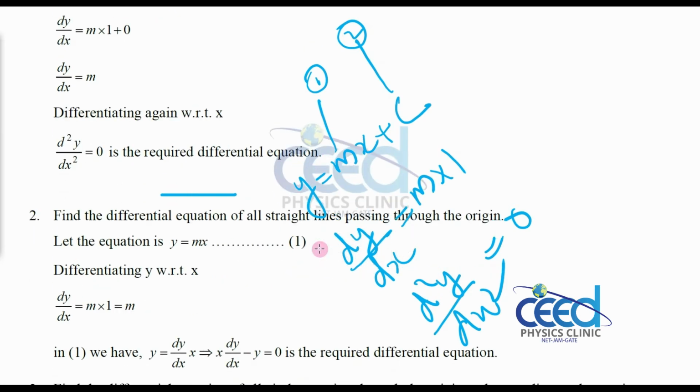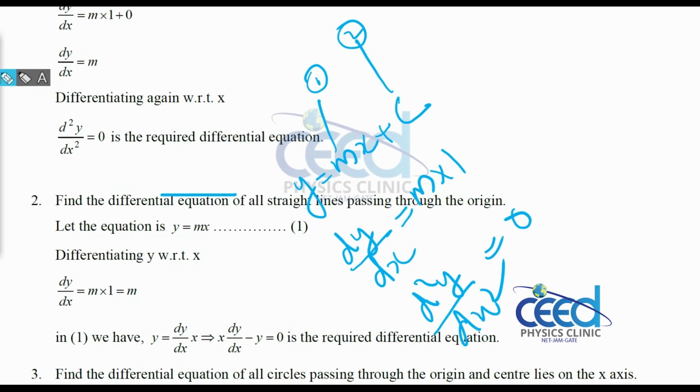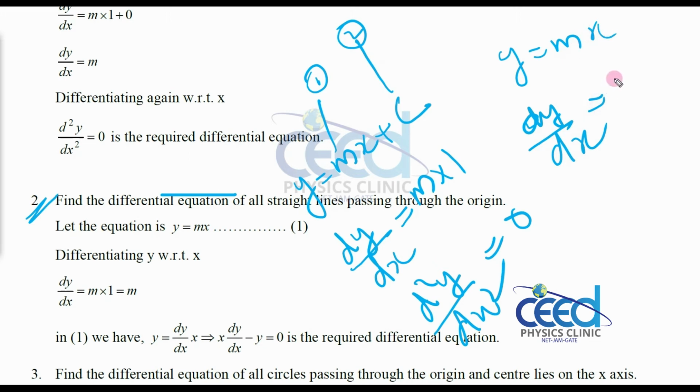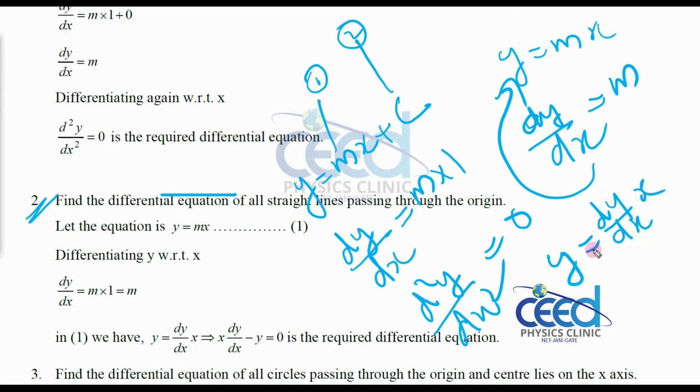Similarly, consider the second equation, y is equal to mx only. Then we have only one constant, so you have to differentiate only one time. That is dy by dx is equal to m into the derivative of x, which is 1. So you can substitute this m value in the above equation, that is y is equal to m x, where m is dy by dx. So I can write this as x dy by dx minus y is equal to 0. This is the differential equation corresponding to this.